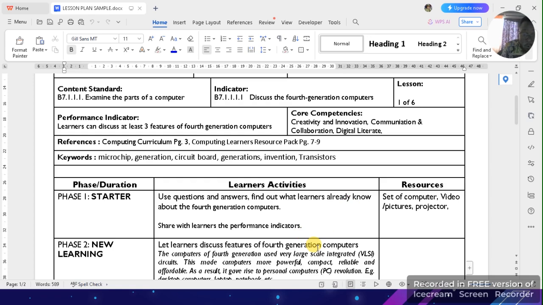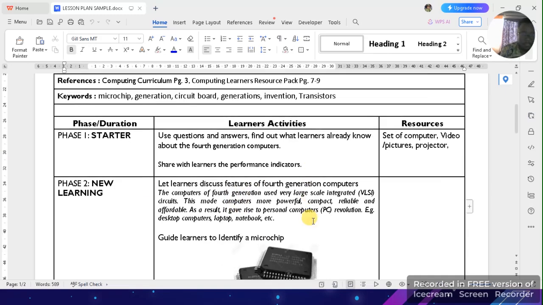So we are saying that when you work, use questions and answers to find out what learners already know about the 4th generation computers. Share with the learners and let them interact with them. If possible, make it in the form of a comic. You can give them a 30-second comic video on the topic. You can also use resources such as computers, video projectors, and pictures to demo your intro to the lesson. Then you go to the main lesson delivery.